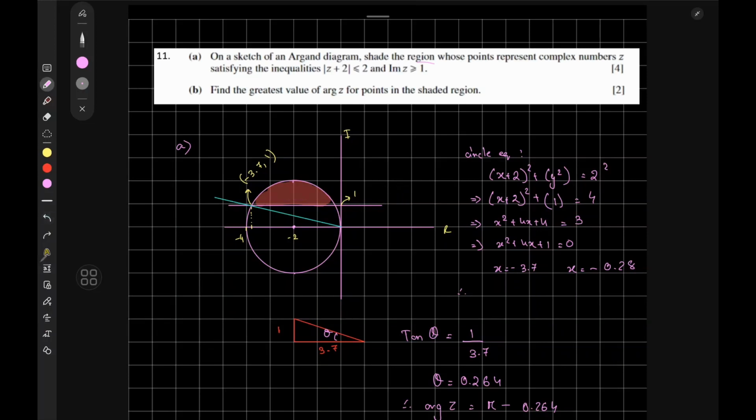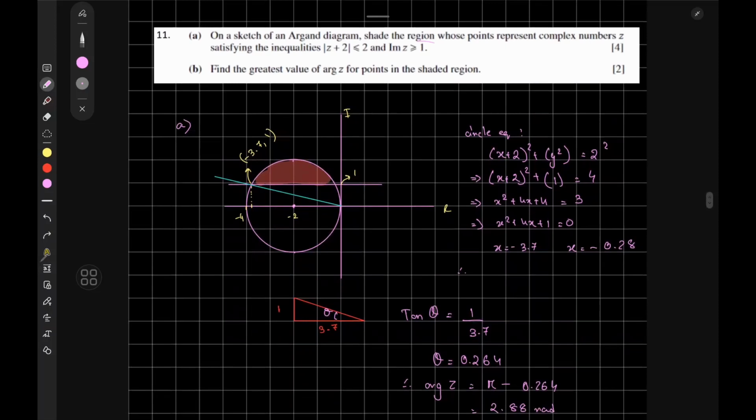You shade that area. Why? Because z can only be inside this circle and it also has to have a coefficient of greater than 1 for the imaginary value. Great. So you shade this part. Okay, that is question 11a.